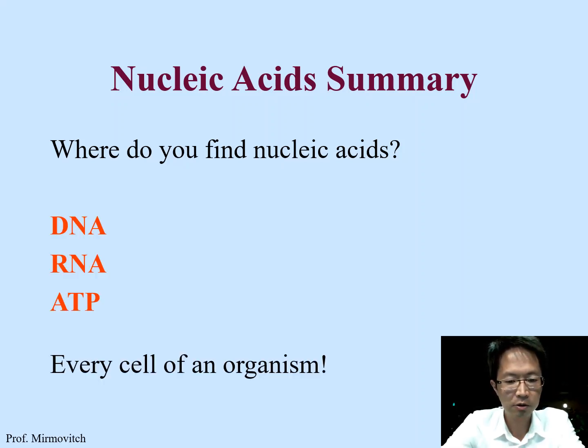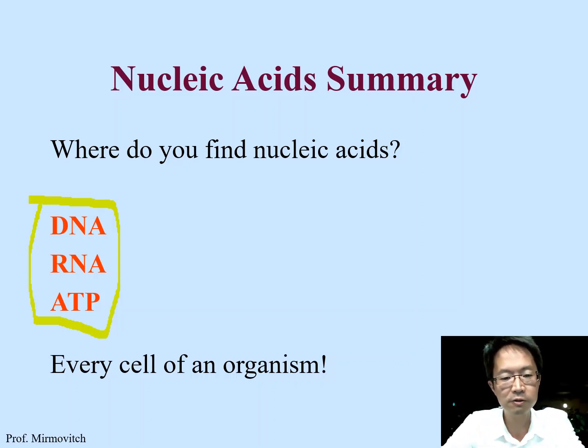Where do you find... they call it where. So they are asking you not where. They're asking you what are the types of nucleic acid that we have learned in this class. So it is DNA, RNA, and ATP. These are the 3 types of nucleic acid that we learned from today's lecture.